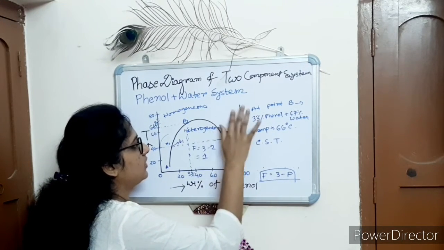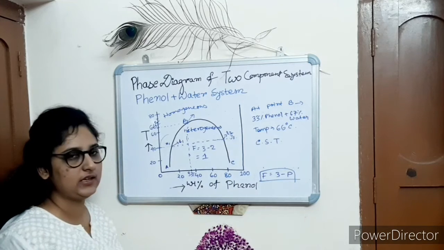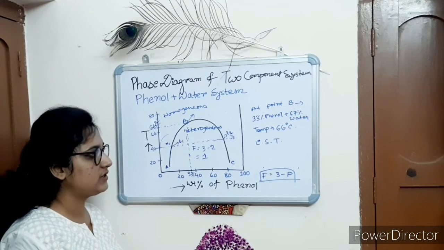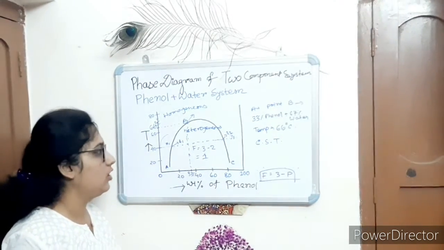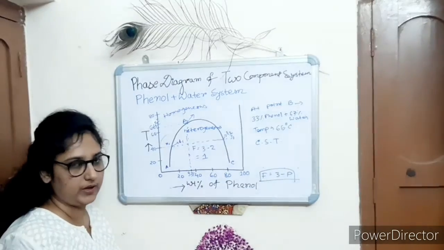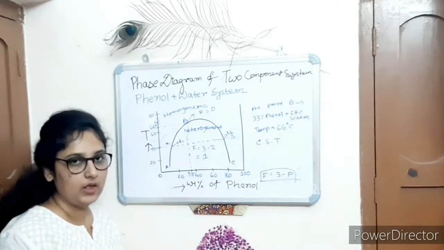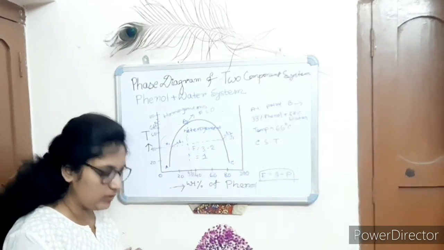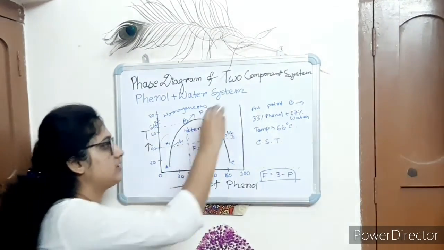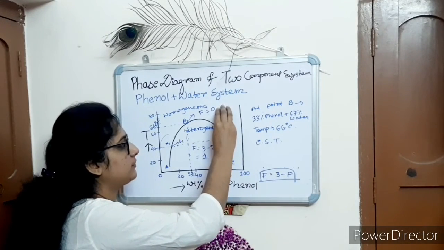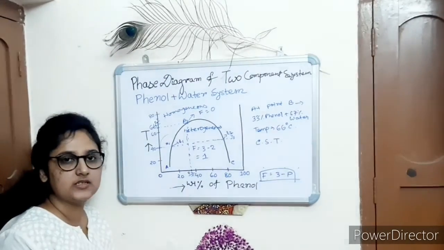And here B is actually acting as the triple point, because there nothing is variable. Here the temperature is 66 degrees Celsius and the percentage of phenol is 33%. So here this is a non-variant point, and that's why F is equal to 0. There is no degree of freedom by changing which you can change the point B. You can't change the point B. This is a non-variant point. That's why the degree of freedom is 0. This is the bivariant space where the homogeneous phase can exist, and for the heterogeneous phase this is the univariant space.